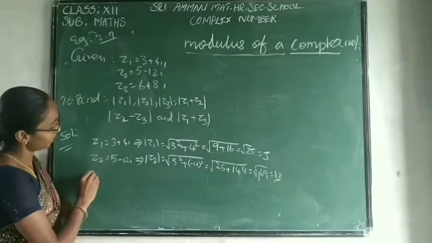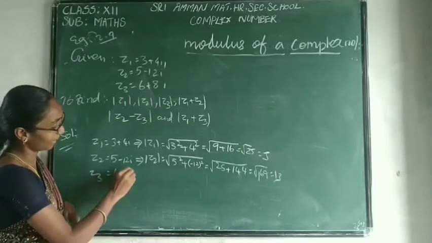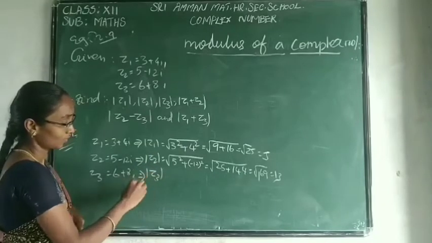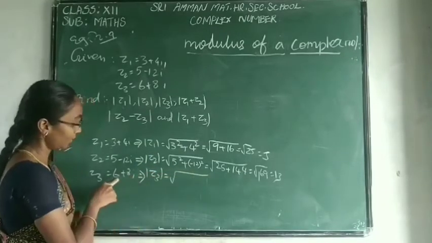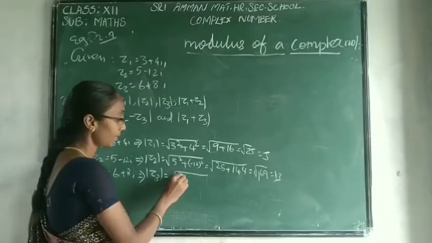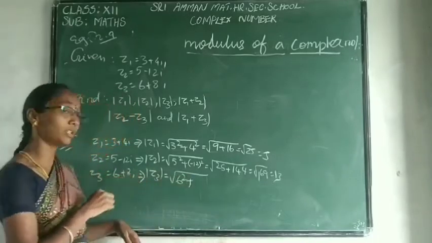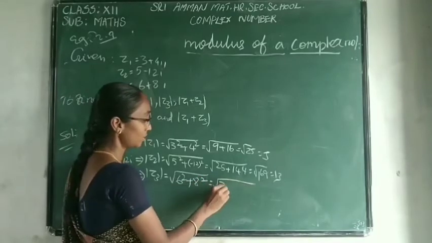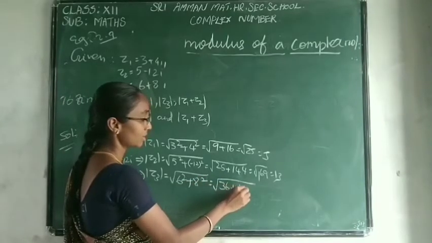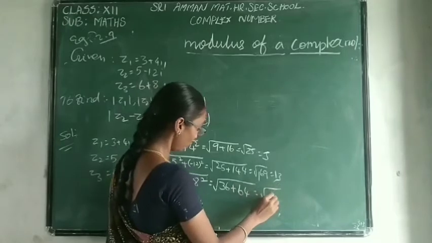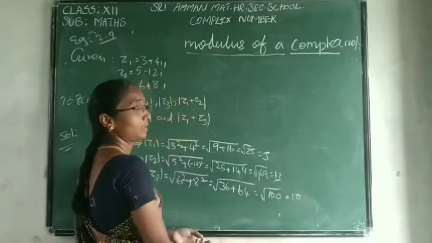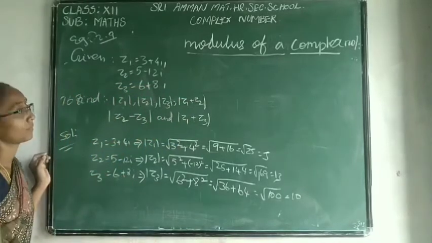And then z3 equals 6 plus 8i. Modulus of z3 equals root of real part square plus imaginary part square. What is the real part? 6. So 6 square plus imaginary part 8 square. What is this? Root of 36 plus 64, root of 100. The value is 10.